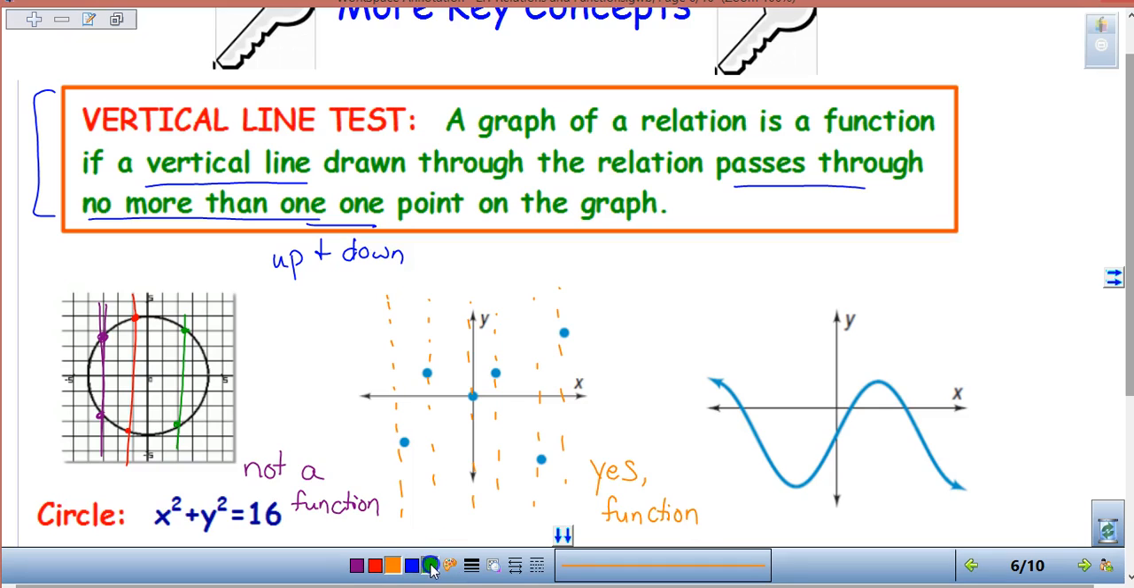Next one. Again, as I create different vertical lines, so there's one as I'm moving my pencil left to right. As I keep going, I am only going to hit 1 part of the graph. So I've only hit it here on that vertical line, I've only hit it here, and so on. So yes, this is a function.